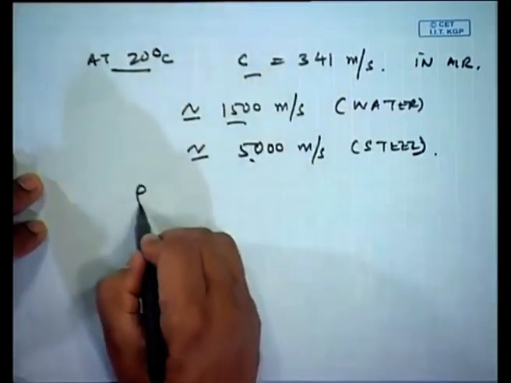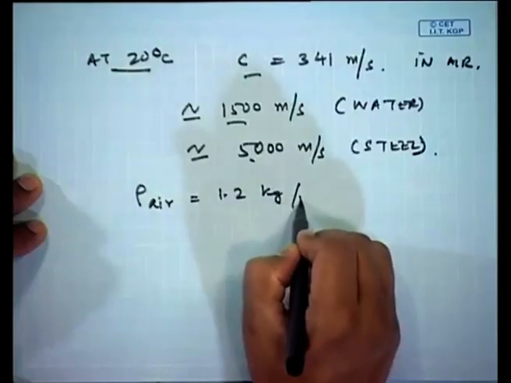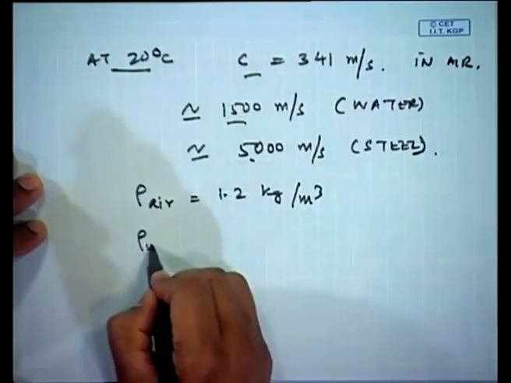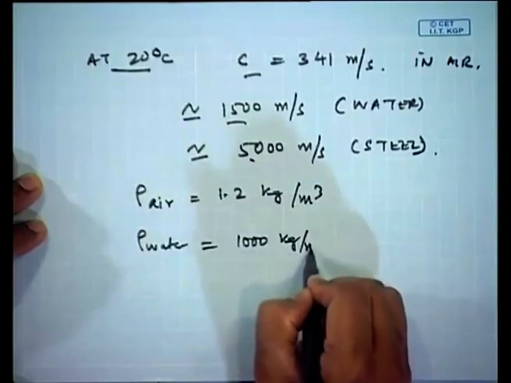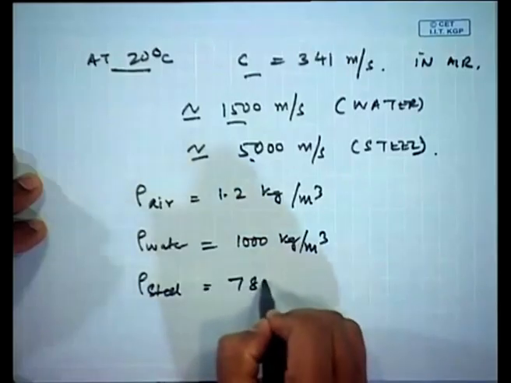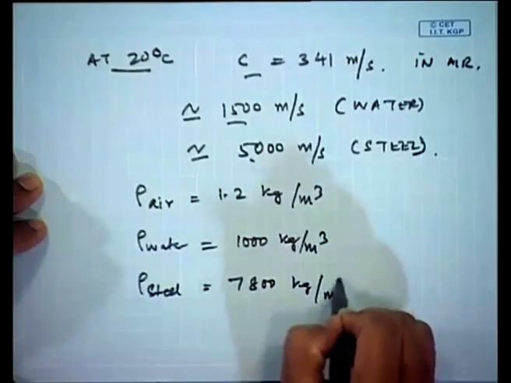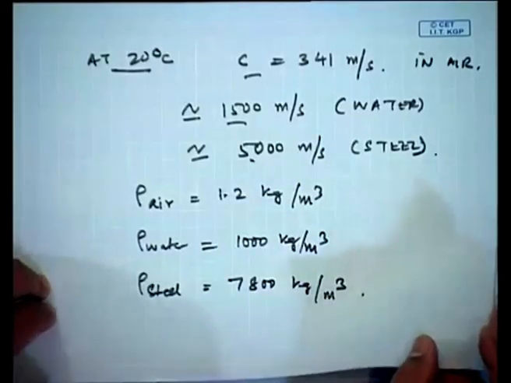Okay. And the density of air is 1.2 kg per meter cube. The density of water is 1000 kg per meter cube. The density of steel is 7800. Okay. So, certain values you have to keep in mind.